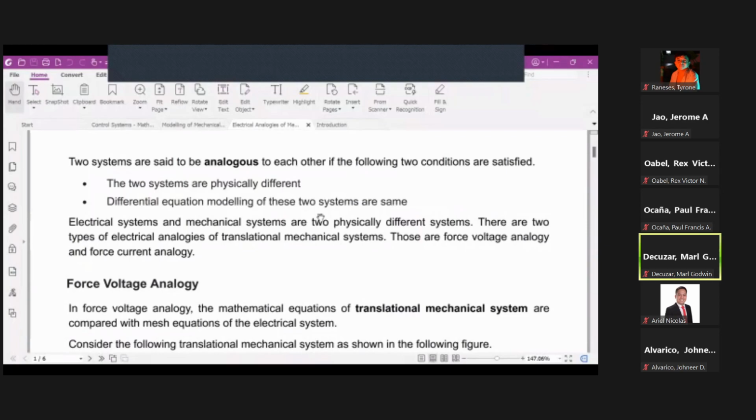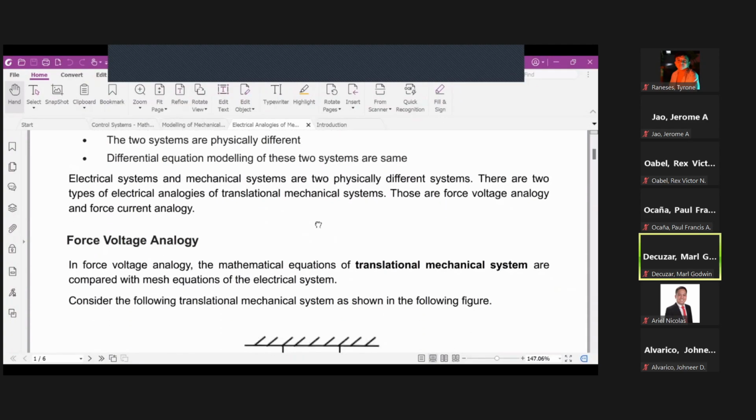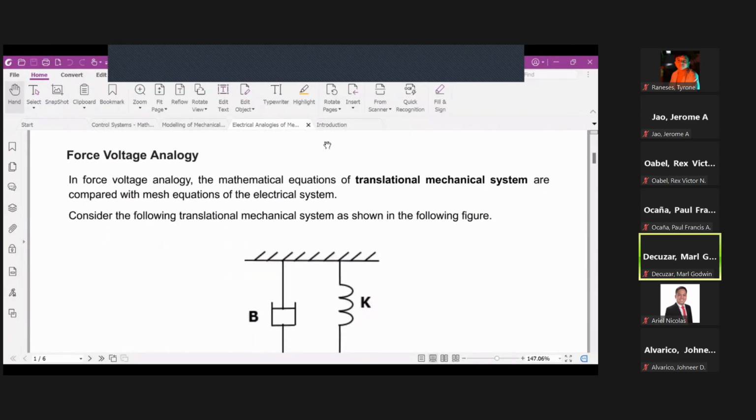So basically, kung titingnan niyo naman, from the term itself, we analyze the force according to the voltage. Kaya siya tinawag na force voltage analogy. And the second type is we analyze the force in terms of current or electrical current. So therefore, kaya tinawag natin siyang force current analogy. So, isa-isa natin to. In force voltage analogy.